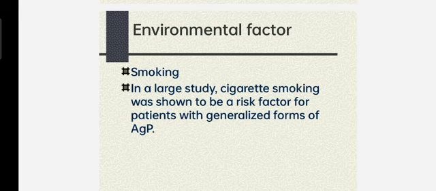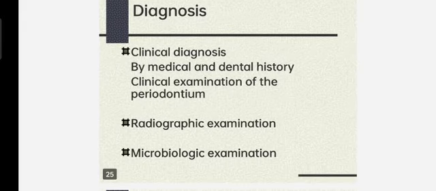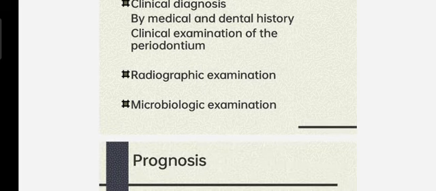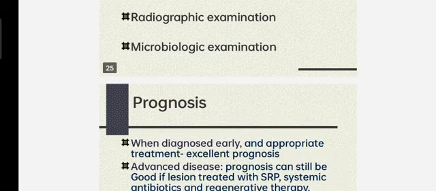Environmental factor: smoking. In a large study group, cigarette smoking was shown to be a risk factor for patients with the generalized form of aggressive periodontitis. Diagnosis: how can we diagnose? Clinical diagnosis by medical and dental history, clinical examination of the periodontium, radiographic examination, and microbiological examination. But purely on the basis of microbiological examination, we cannot say the patient is suffering from aggressive periodontitis, because there are different serotypes of Aggregatibacter associated with the disease. So the diagnosis is made on the correlation of clinical, radiographic, as well as microbiological findings.